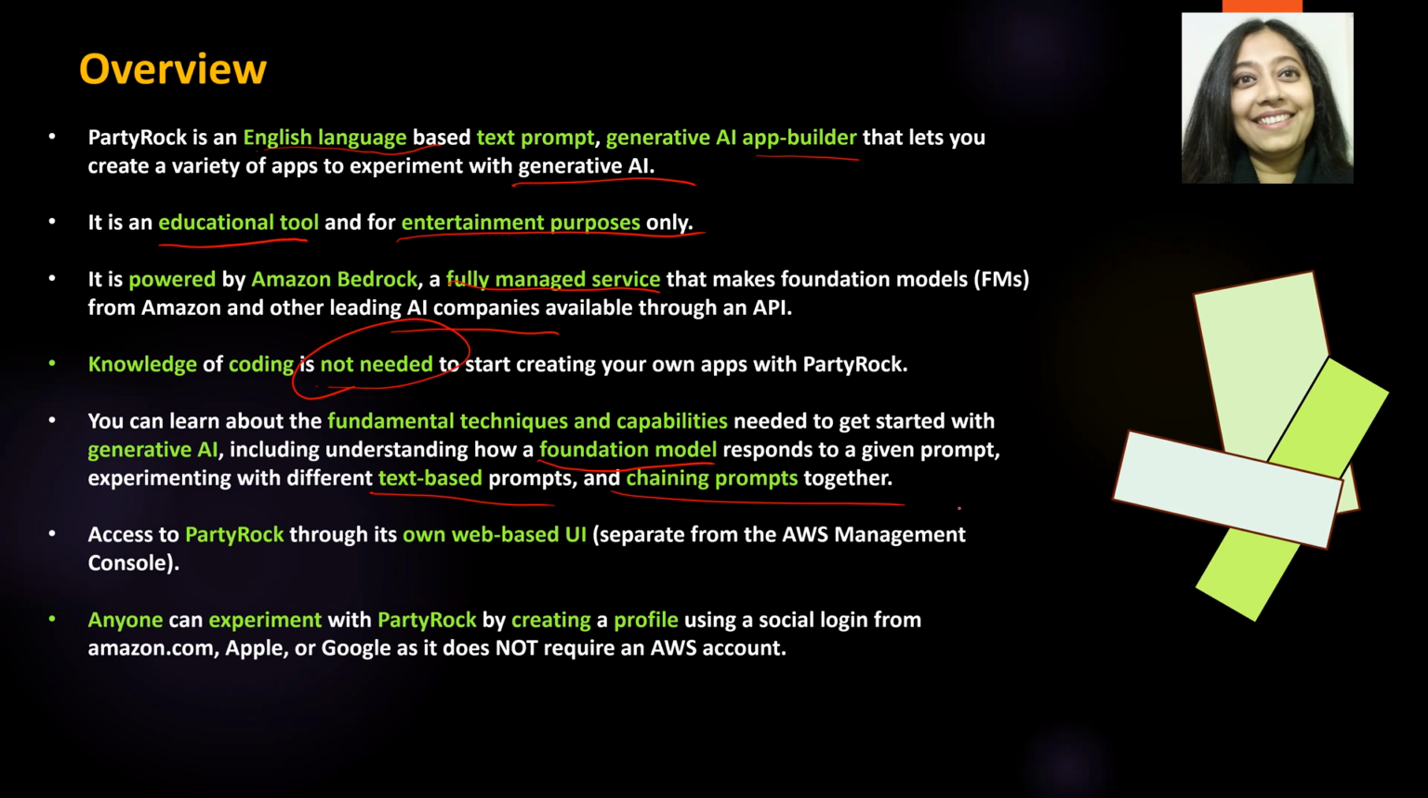Access to PartyRock is through its own web-based UI. That means it is not part of your AWS management console. Anyone can work and experiment with PartyRock by creating a profile using a social login from Amazon.com, Apple, or Google. It does not require an AWS account. It does not require a credit card. Anybody can pretty much create a login and start working.